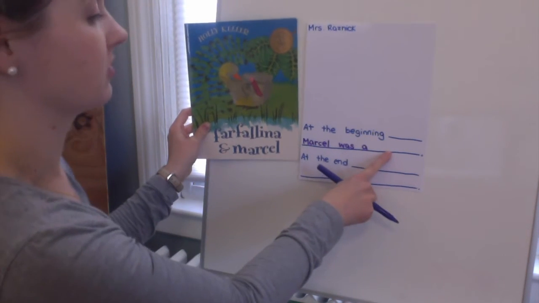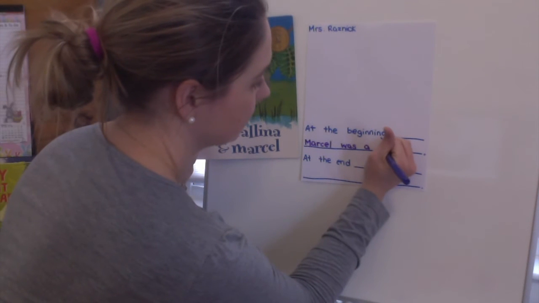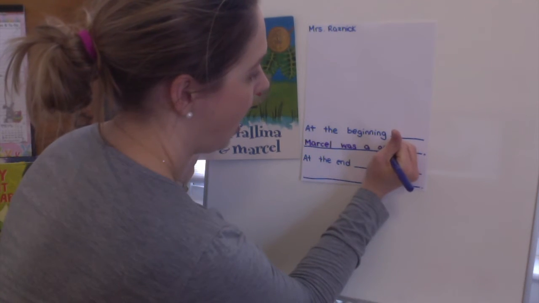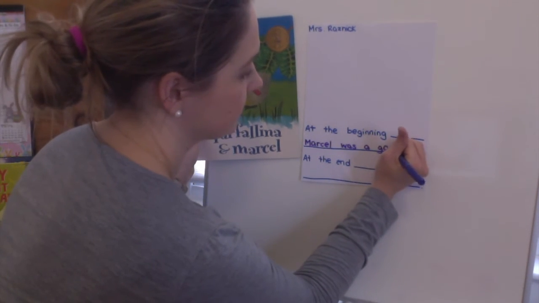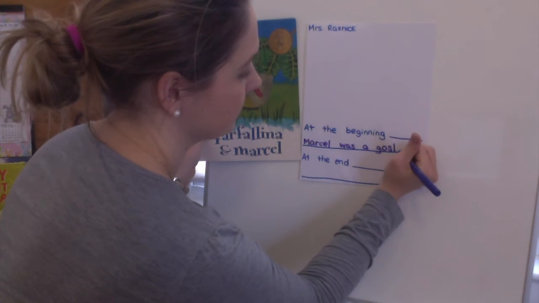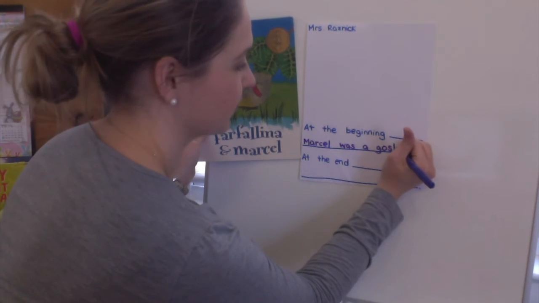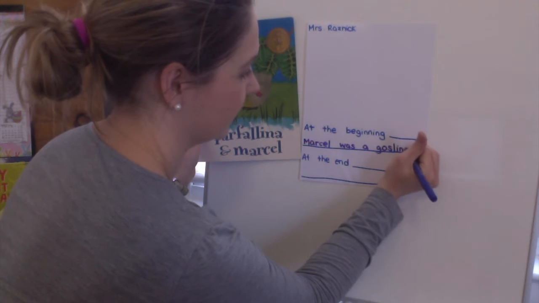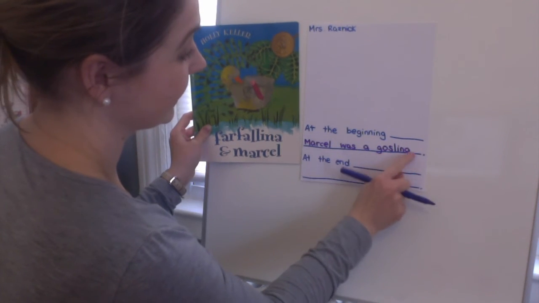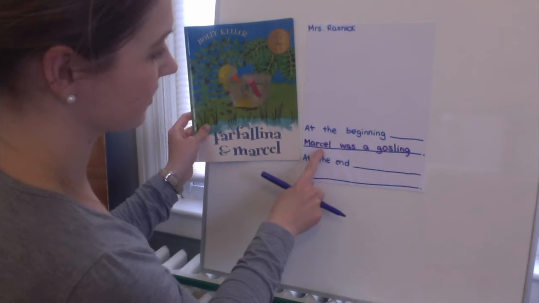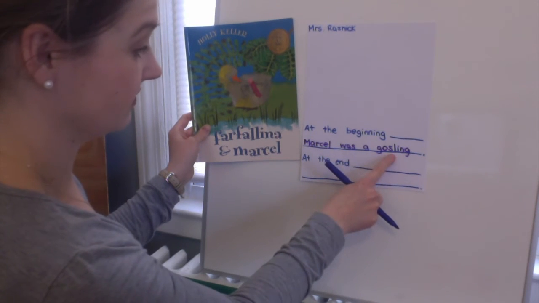That's not a popcorn word, so I need to stretch that. G, g, g, a, s, l, ing, ing. Oh, those are three letters we've been talking about. Ing. Gosling. At the beginning, Marcel was a gosling.